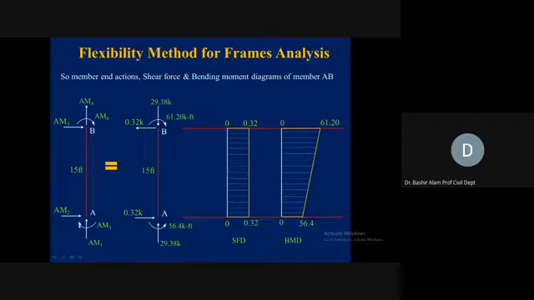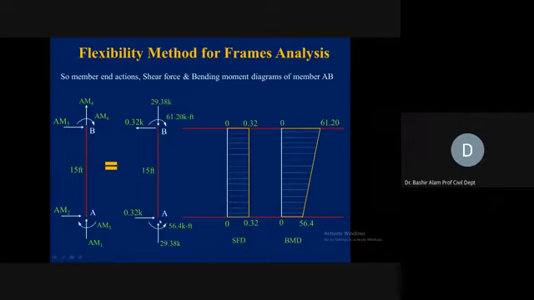Look for any load before drawing the shear force and bending moment diagram, if there is any externally applied load on the member. On member AB, we don't have any externally applied member load. So now we are in a position to draw the shear force diagram and the bending moment diagram.